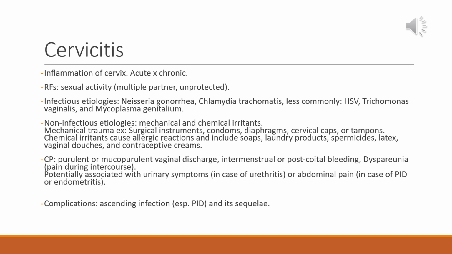The clinical picture is purulent or mucopurulent vaginal discharge, intermenstrual or post-coital bleeding, dyspareunia, meaning pain during intercourse, potentially associated with urinary symptoms, because you can also get a UTI, or it can spread to the urethra, or abdominal pain in case the infection ascends through the female reproductive tract to the endometrium, causing endometritis, to the fallopian tubes, causing salpingitis, to other pelvic organs, causing pelvic inflammatory disease.